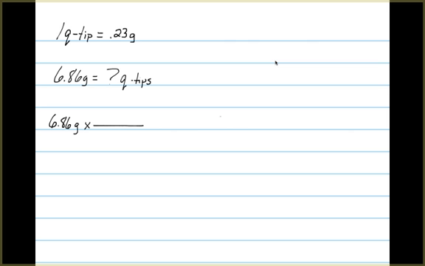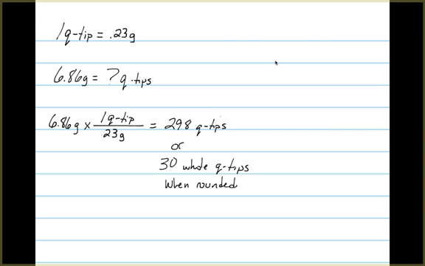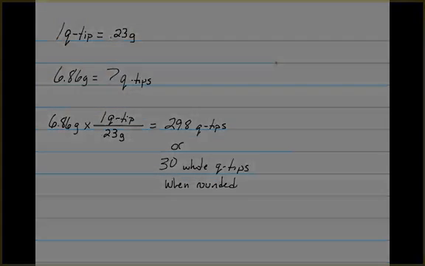Well, we've got 6.86 grams. We set up our conversions. We have times blank. And on the bottom, we are going to have 0.23 grams so that our unit of grams cancels out. On top, we would then put one Q-tip because that's what we want to convert to. When we do the calculation, we find that we have 29.8 Q-tips. Since we can only have a Q-tip or no Q-tip, not a fraction of one, we're going to round it so we end up with having 30 whole Q-tips.